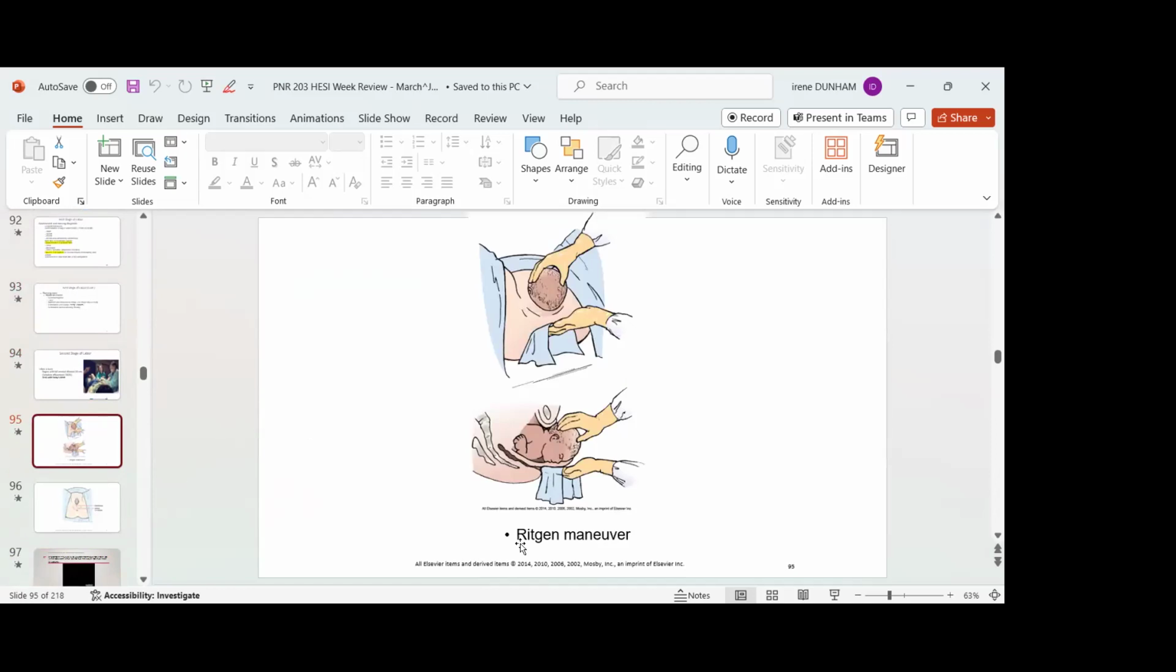This is called the Ritgen maneuver, and basically it is just controlling the head, controlling the perineum as the head is delivered, and that's a control thing. They had it one time on HESI.